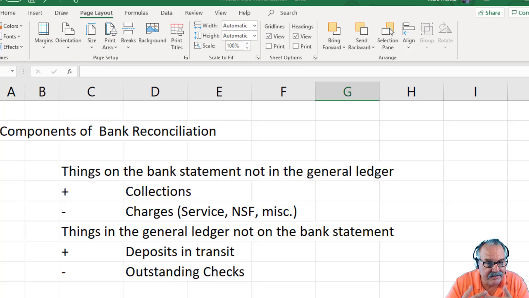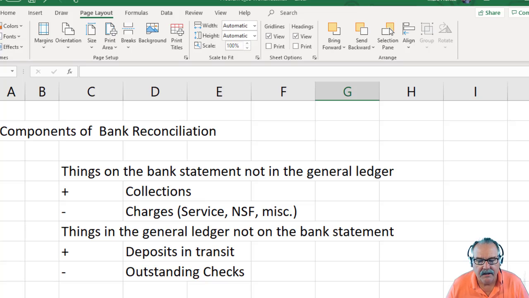So when we reconcile, we're looking for things that are on the bank statement that are not in the general ledger, and we're looking for things that are on the general ledger that are not on the bank statement. That is the process of reconciling any two pieces of information in the accounting world, right? A reconciliation means I've got this document and I've got this document. They should theoretically be the same, but they're not. And we need to find out why they're not. So things on here that aren't on here and things that are here and not there.